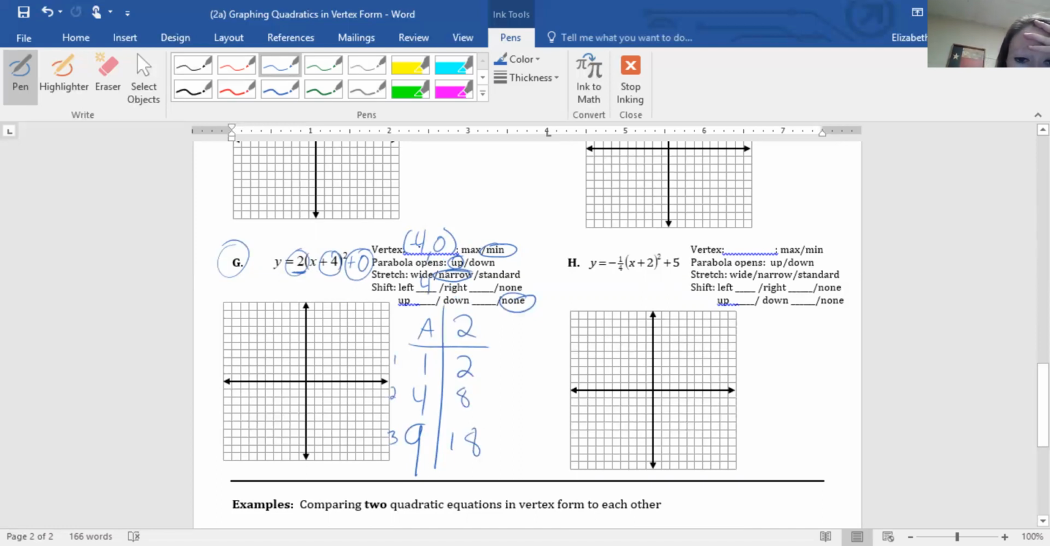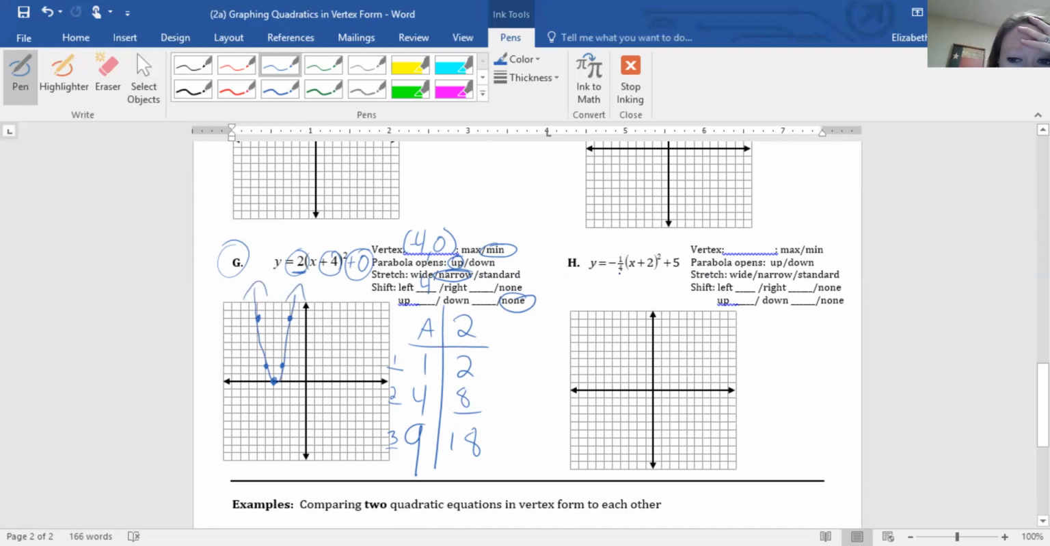So let's start graphing. My graph is at -4, 0. When I go 1 in the X direction, I have to go 2 in the Y direction. If I go 2 in the X direction, I have to go 8 in the Y direction. And if I went 3 in the X direction, I'd have to go 18. My graph doesn't cover that. All right, so now I draw my parabola.